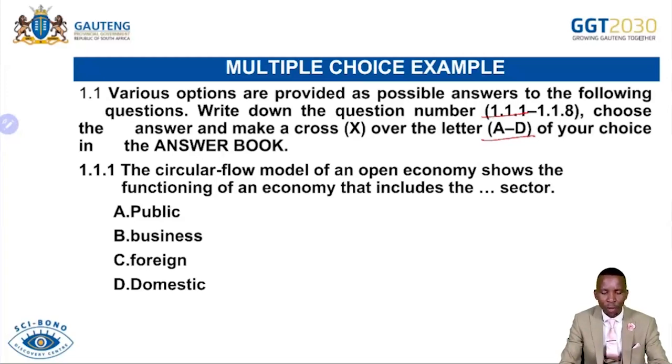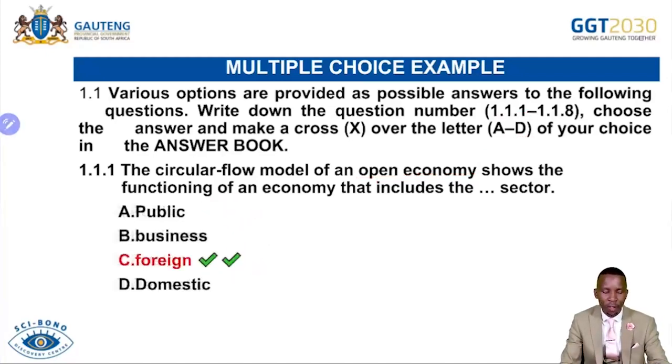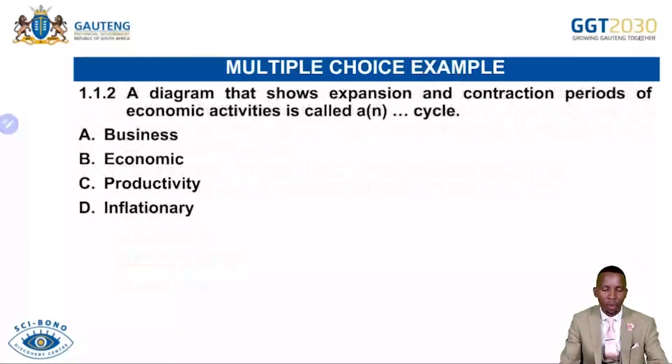1.1.1, the circular flow model of an open economy shows the functioning of an economy that includes the dash sector. So what should you do now? You see circular flow model of an open economy. Now, in your mind, you remember an open economy has a foreign sector. So it is easy for you to go down and look for the answer to see if you have a foreign sector. So we have public, business, foreign, and domestic. Then let's see the given options. It is the foreign sector. So as you read the statement, provoke the answer. Then you go and look for the answer, because we have studied.